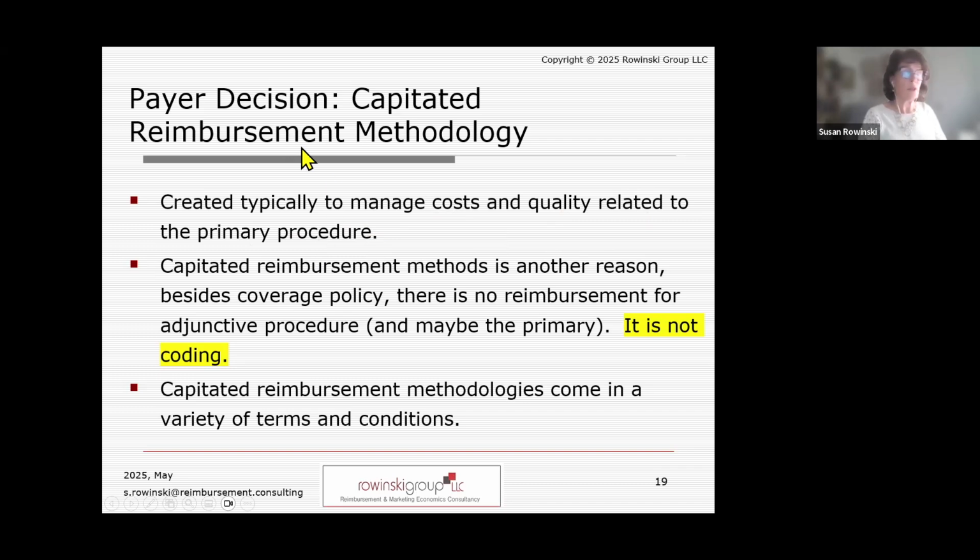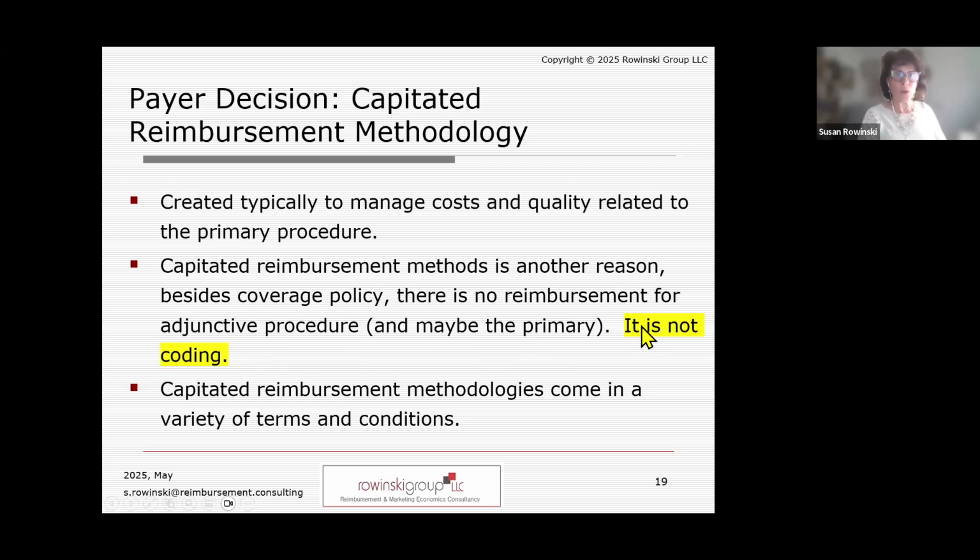So you could see a lot of these health insurance payer decisions are made relevant to the primary procedure. And thus, if you're an adjunct, it's real important to understand what the primary procedure is and to follow it. Capitated reimbursement methods are another reason, besides coverage policy, there is no reimbursement for an adjunctive procedure and possibly the primary.